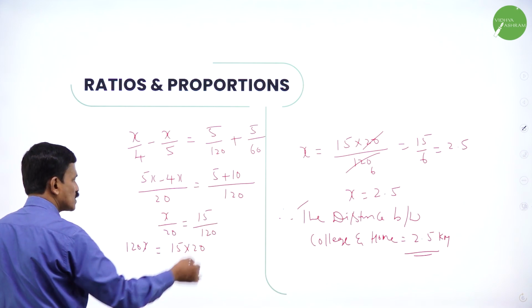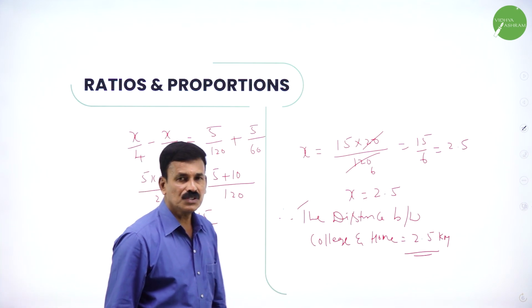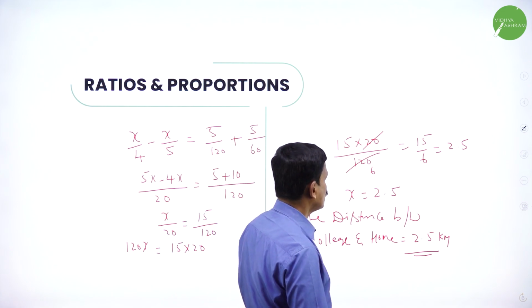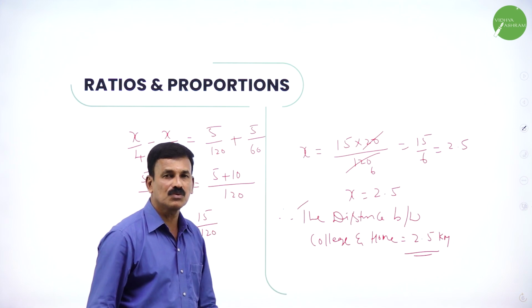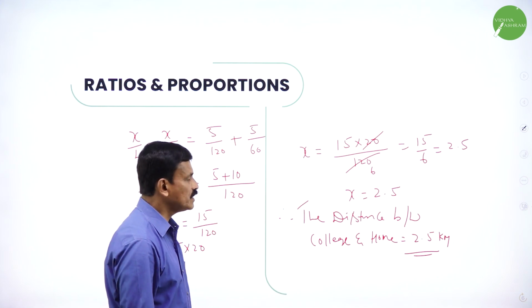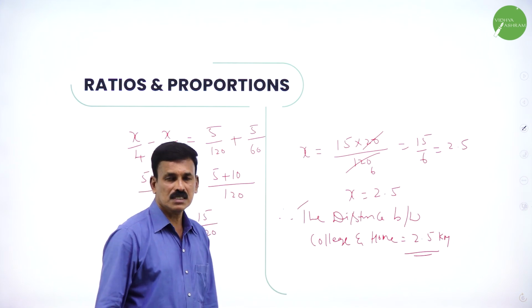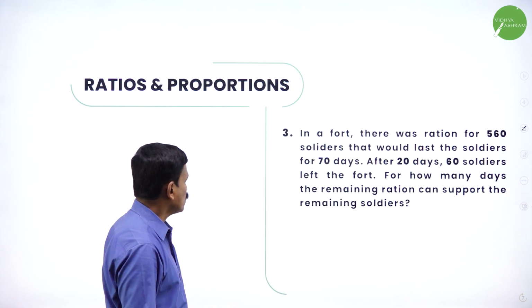15 by 120, cross multiply. x is equal to 15 into 20 divided by 120, that is 5 by 2, which equals 2.5 kilometers. So the distance between his home and the college is 2.5 kilometers. That's it, very important. Now move on to the next problem.